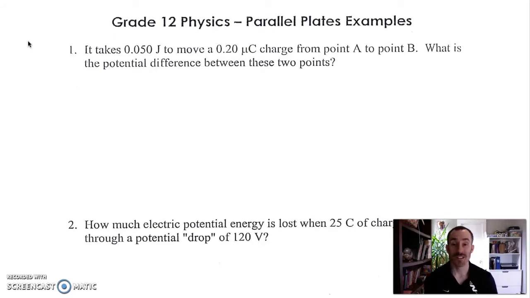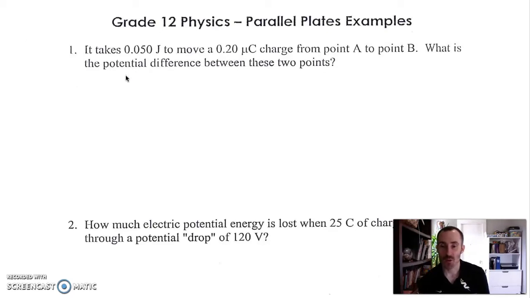Now we're going to do a few examples to show how this works practically. It takes 0.05 joules of energy to move a 0.2 microcoulomb charge from point A to point B. What is the potential difference between these 2 points? Okay, so it tells us what happens with the charge. It tells us how much electrical potential energy it gains or loses moving from one point to another. And now it's asking us about the field itself. What's the difference between the two locations?